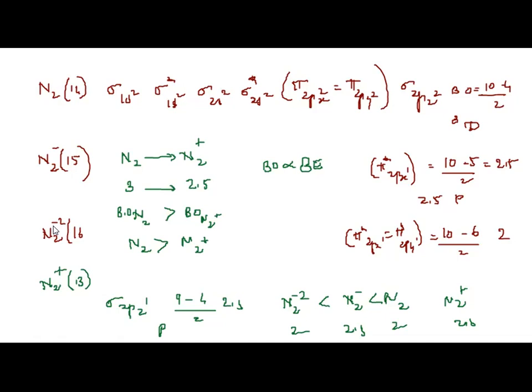Rest all are correct. Bond length increases. In N2 minus, the N-N bond weakens because bond order decreases. Here bond order decreases. All are correct. Only option B is wrong, because it becomes paramagnetic.